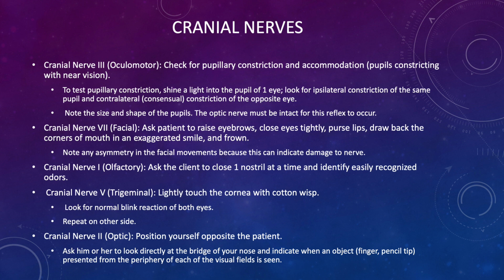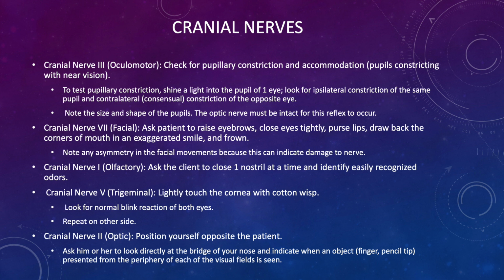So cranial nerve 7 is the facial nerve, and we need to get them to raise their eyebrows, close their eyes really, really tight, purse their lips, draw back in the corners of their mouth, and do an exaggerated smile and a frown. And any asymmetry is going to let us know that there's damage to the nerve, and this is potentiation for nerve damage via a stroke a lot of times.